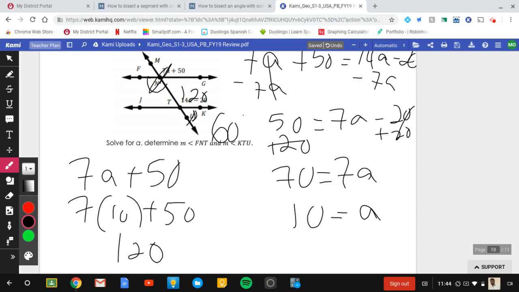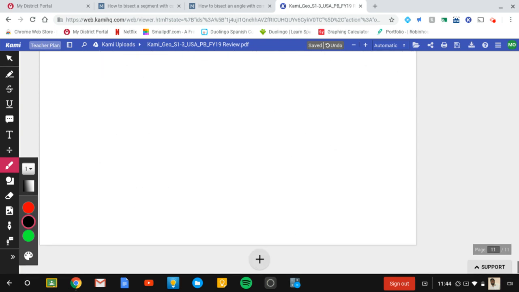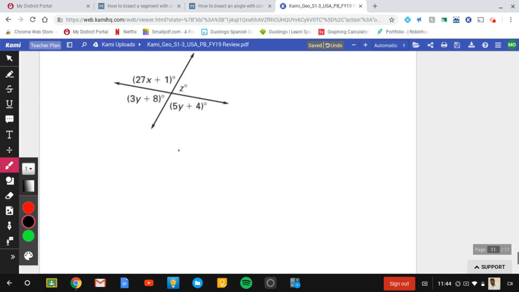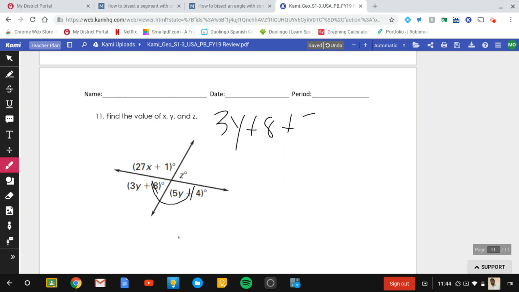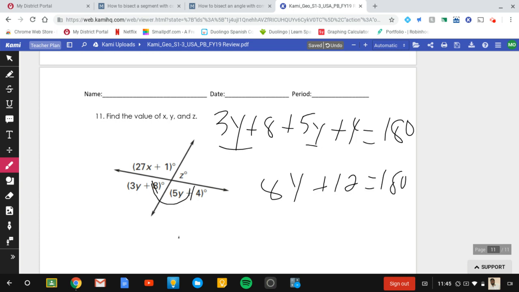Simple as that. Okay. Last but not least, I can feel you getting tired of me, so let's hurry up and finish this one. They want us to find x, y, and z, right? We've done a bunch of these in class. You're going to find these two first, right? To find y. Y is a linear pair, so you can say 3y plus 8 plus 5y plus 4 is equal to 180. Okay, you do all of that. So you get 8y plus 12 is 180.